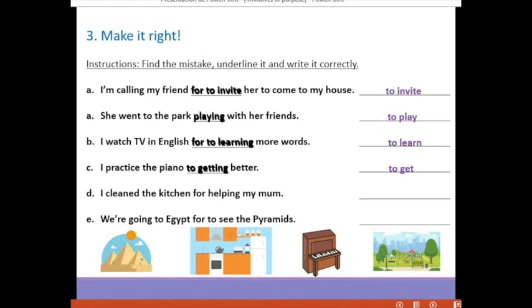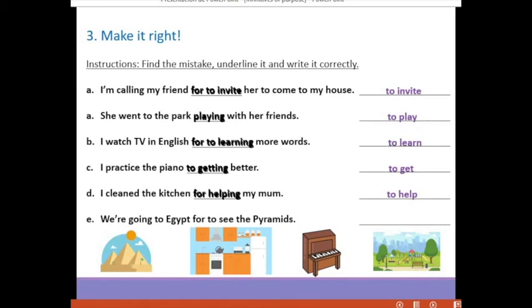Excellent. Next option. I clean the kitchen for helping my mom. Did you find it before I showed you? Very good. So I clean the kitchen for helping? No. I clean the kitchen to help my mom. That is the reason why I cleaned the kitchen.